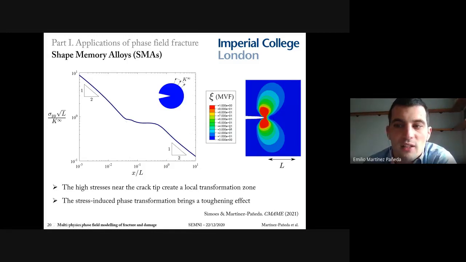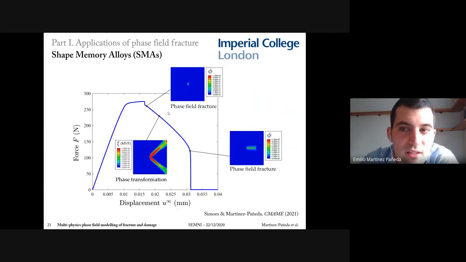So far away from the crack tip, the stresses are governed by the austenitic material properties. Then there's a transformation zone, and then close to the crack tip the material is fully martensitic. And the key thing here is that this stress-induced transformation brings some toughening of the material. And this toughening effect is captured nicely by phase field. I am not going to go into the details of the formulation.